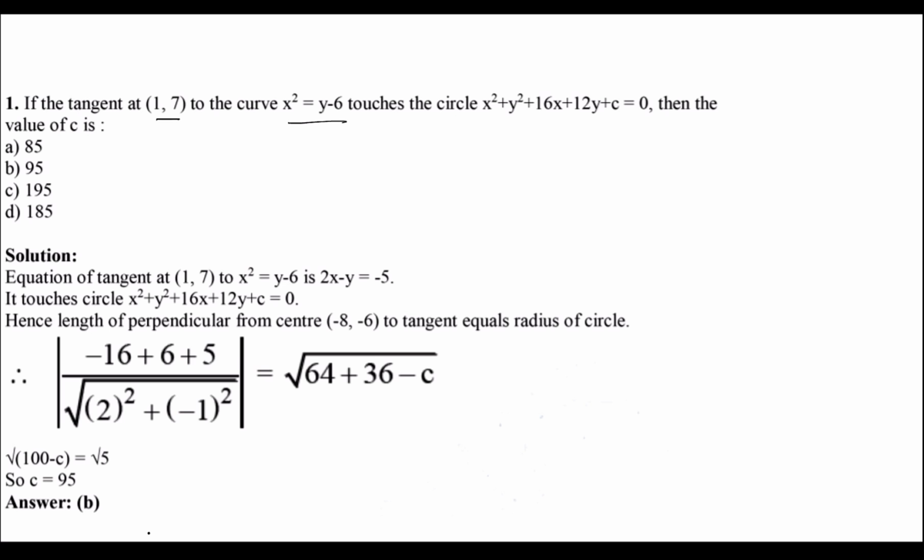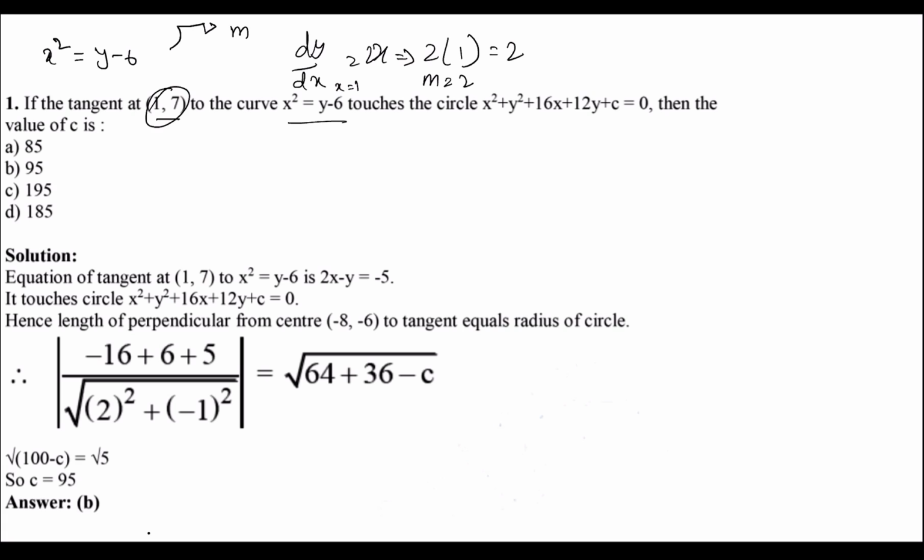So we are given first x squared equals y minus 6, the equation of a curve. We can find two things from this equation. First is the slope of the equation and the equation of this point (1, 7). So dy upon dx equals 2x. At x equals 1, we can say dy by dx equals 2, that is m equals 2.